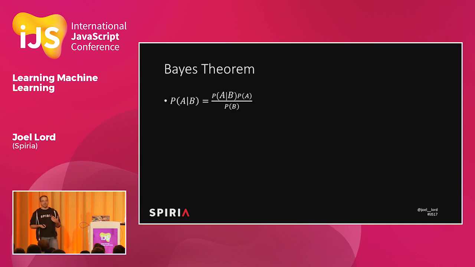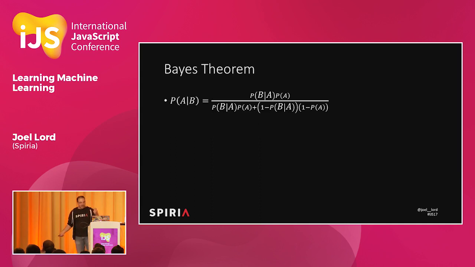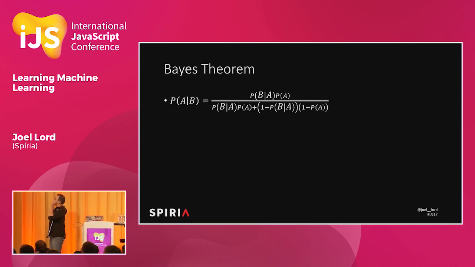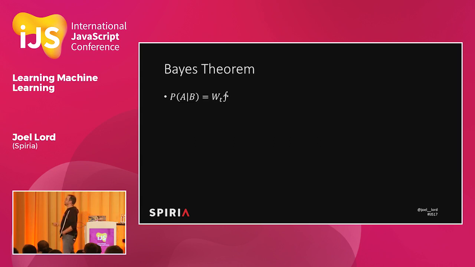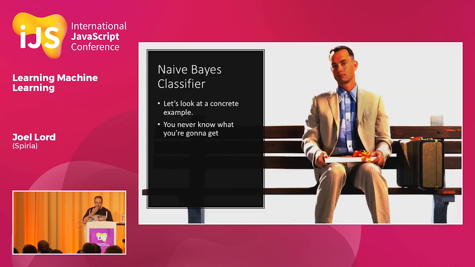Basically, you just take the probability of B given A times the probability of A over the probability of B. Which can be simplified by using the probability of B given A times the probability of A, over the probability of B given A times the probability of A, plus 1 minus the probability of B given A times 1 minus the probability of A, which can be generalized by using the products. So you can have multiple probabilities. Something like that. Let's just look at an example instead.